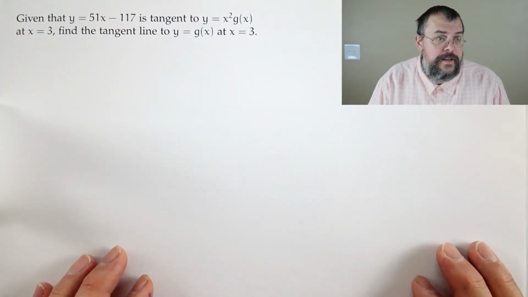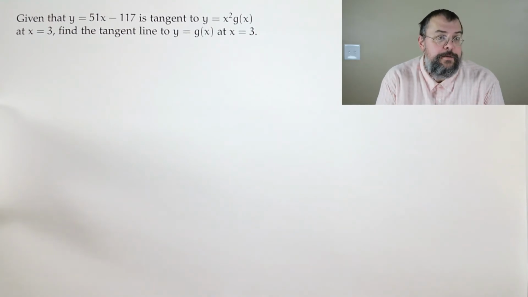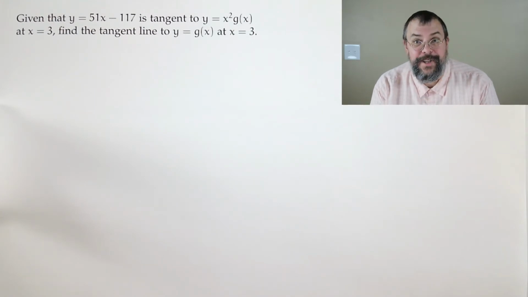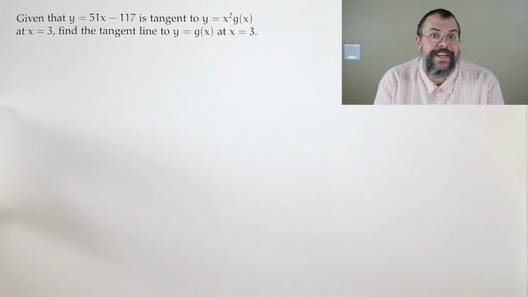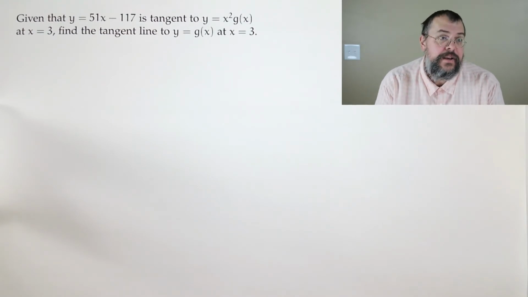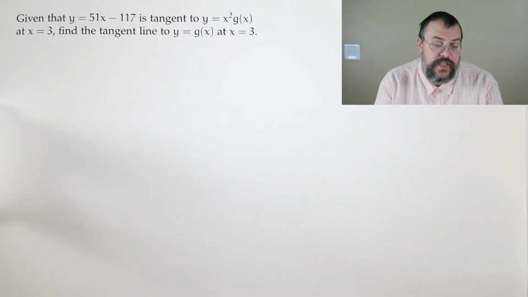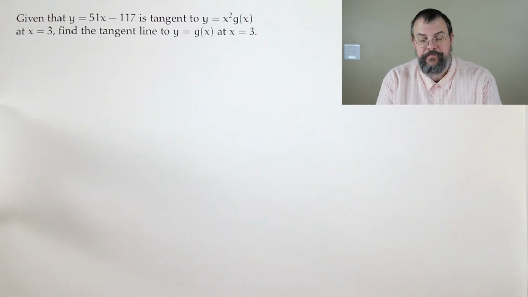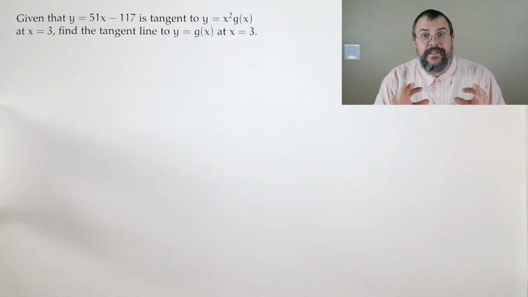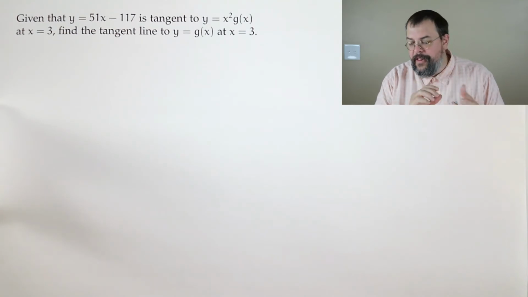All right. Given that y equals 51x minus 117, okay, these are some really crazy numbers, is tangent to y equals x squared g of x at x equals 3. Find the tangent line to y equals g of x at x equals 3. All right, kind of similar to the one we just did, but slightly turned a little bit.